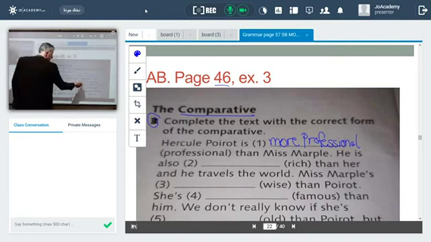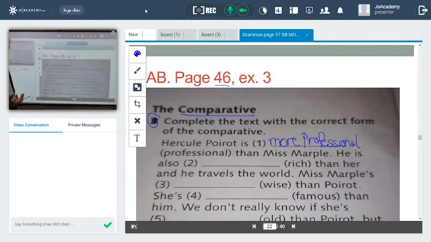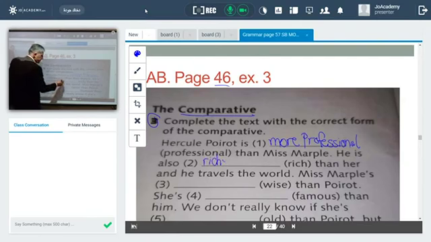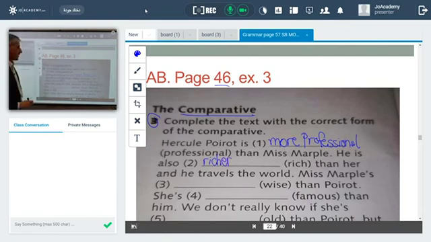We have the adjective rich. Rich means he got a lot of money. So he is also rich, or what? Richer. Okay, richer than her. He is richer. He got more money than her. He is richer than her, and he travels the world. He travels because he's very rich. He travels around the world.